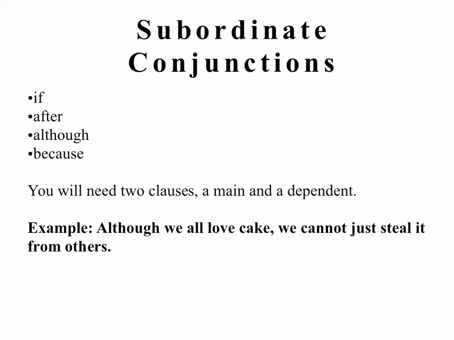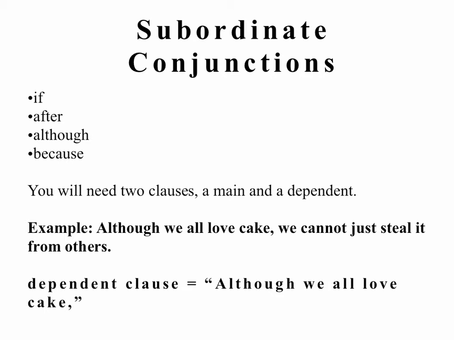Here's an example. Although we all love cake, we cannot just steal it from others. Although is our subordinate conjunction in that example. Then the dependent clause is although we all love cake, comma.